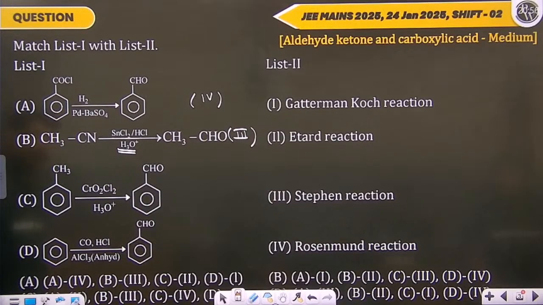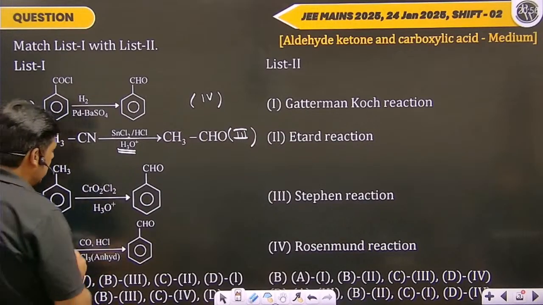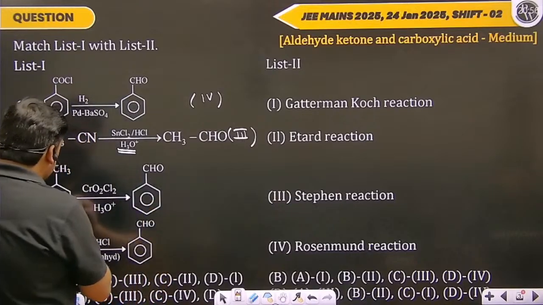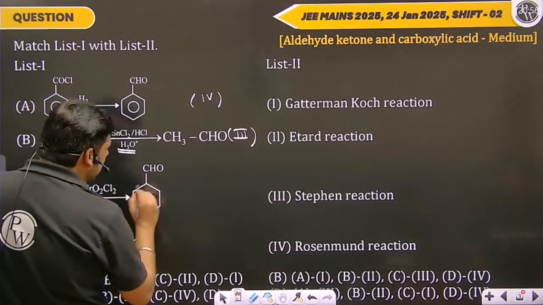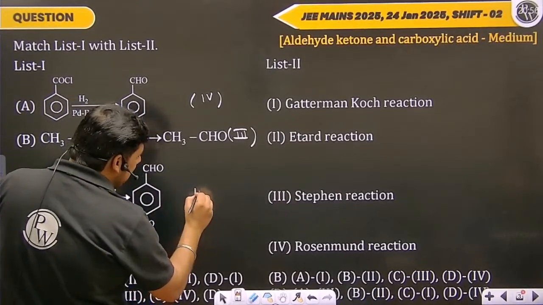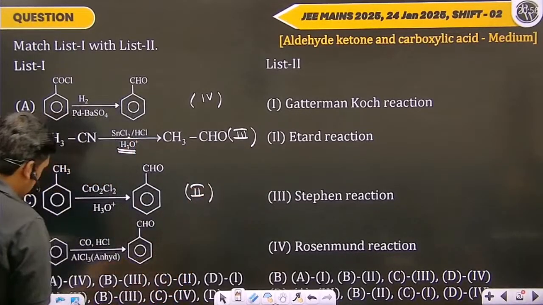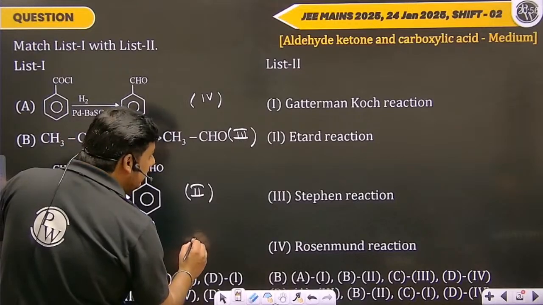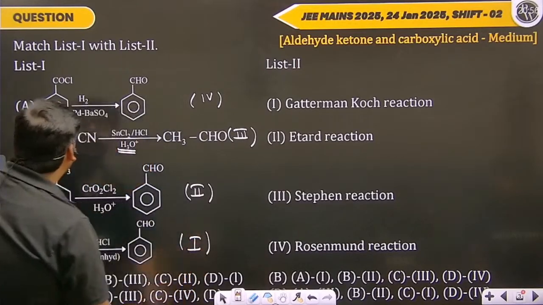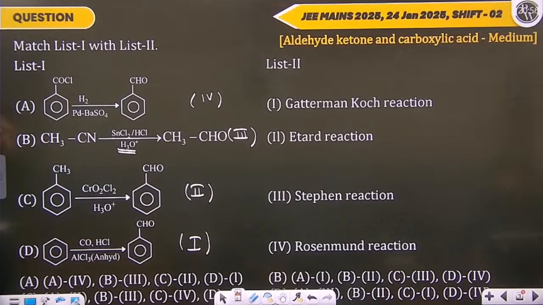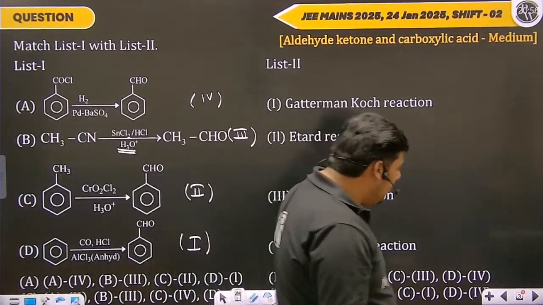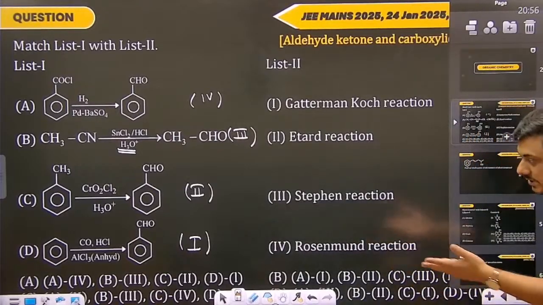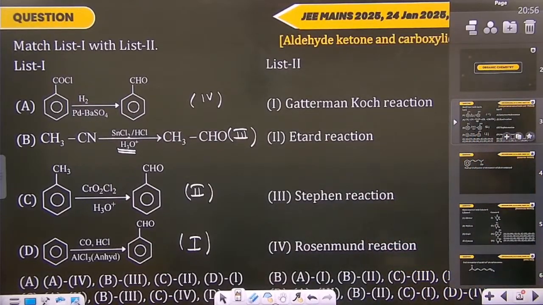And then the next one is your Etard's reaction with CrO2Cl2, direct oxidation of aromatic compound to aldehyde. So this will match with 2. And the last one, which is CO and HCl, it is Gattermann-Koch synthesis. So D will match with the first one. So the correct answer will be A4, B3, C2, and D1. Right? So this is going to be your correct option. Whichever option is written over here, you can match them. I guess A is the one which is matching with the correct sequence of the reaction.